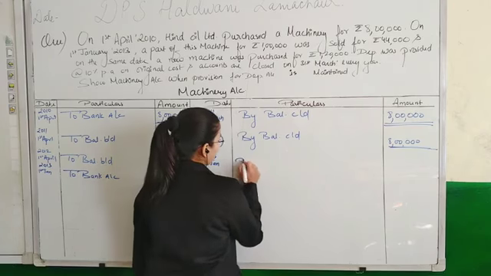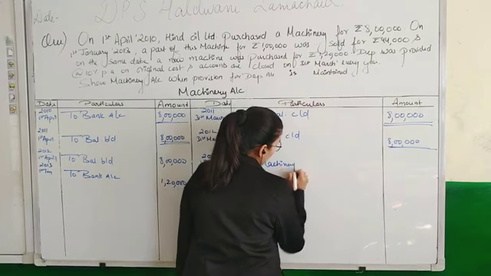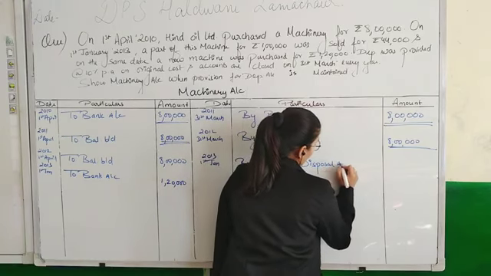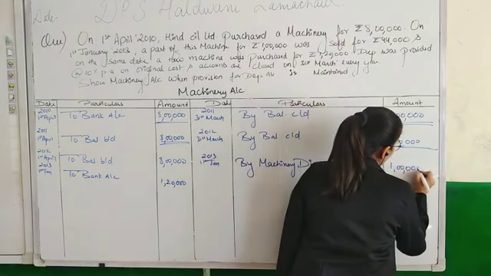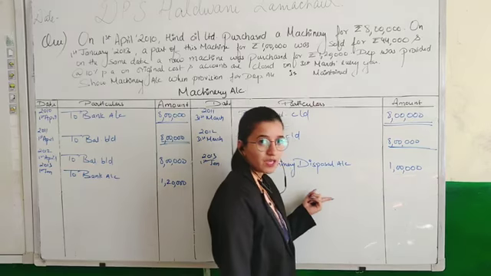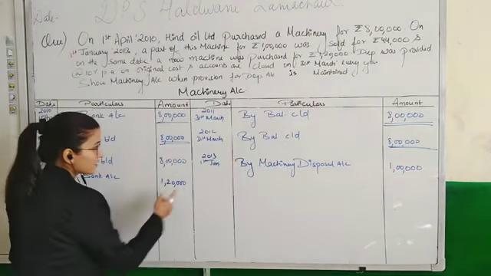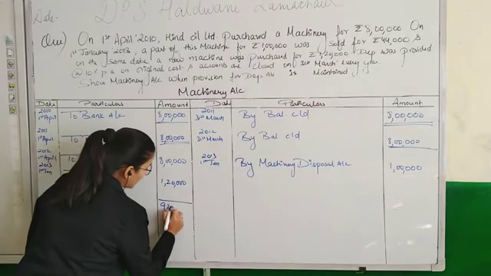So we will write here by machinery disposal account. Amount is 1 lakh. 1 lakh is the book value of machinery which is to be sold. Now here we can see debit side is having a greater value with the amount 9,20,000.